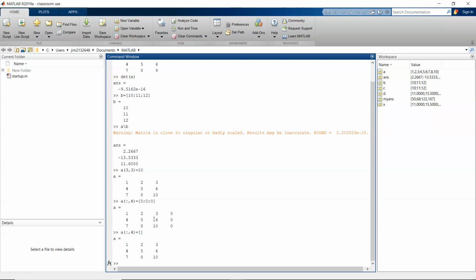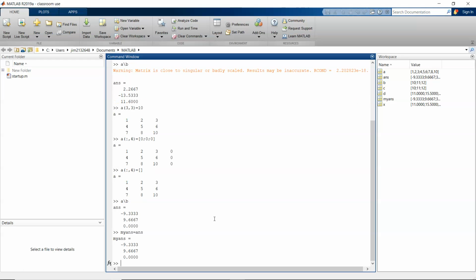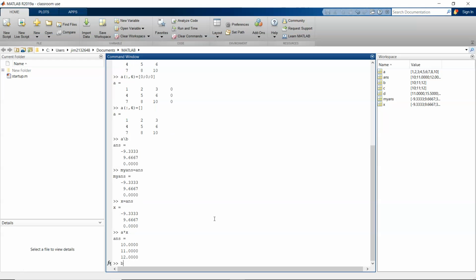Now let's try A goes into B. Now we get a unique answer. We don't get any warnings. That's it. Answer equals C. Or I'm going to say my answer again, just A, or should I make it X? A times X equals B. That's the equation we're solving. Let's see. So A times X, what does it equal? Does it equal B? Yes, it does. A times X equals B is the equation we're solving. The answer, X equals A goes into B.